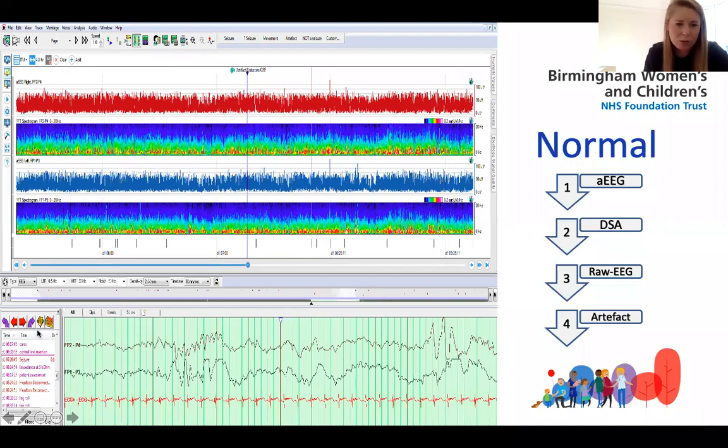And although it's chopped off the bottom of the machine, down here will be the time. And so as you're scrolling through, you can go from the start of your blue line to the end of your blue line, and it will tell you roughly how long you think that seizure has lasted for.